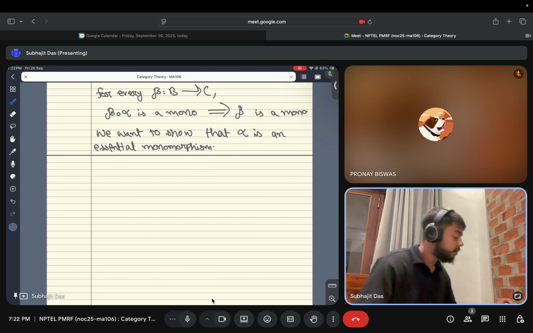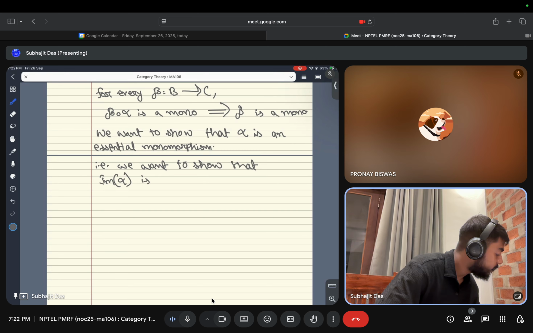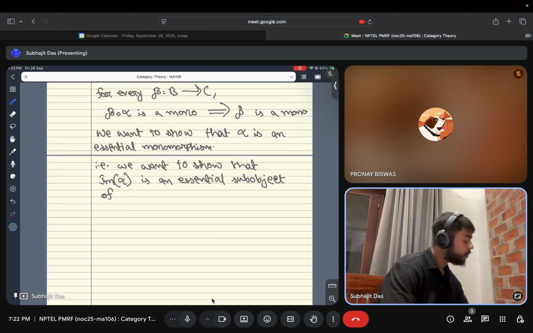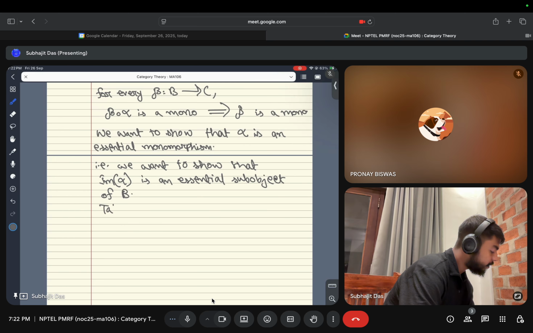In other words, we want to show that the image of alpha is an essential subobject of, what? Of B.